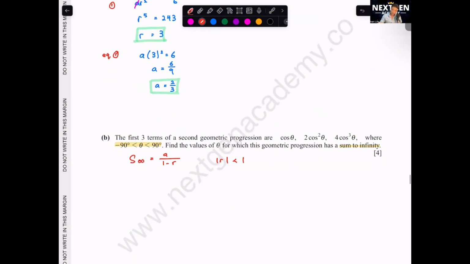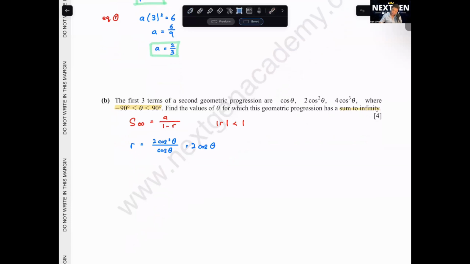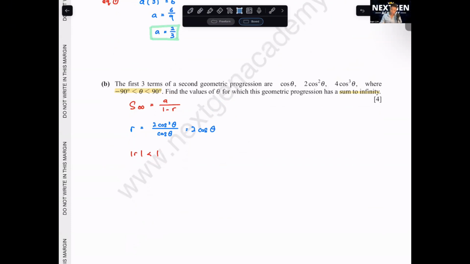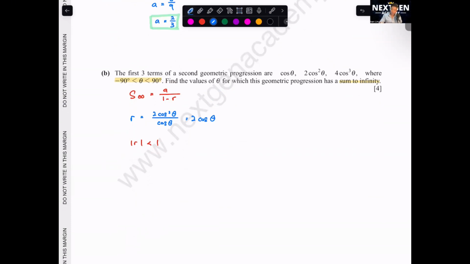First thing that we're going to find is what our r value is. We can take the next term divided by the previous term. So r is 2 cos square theta over cos theta, which gives 2 cos theta. How do we expand modulus r is less than 1? When you expand it, it becomes r is in between negative 1 and 1.